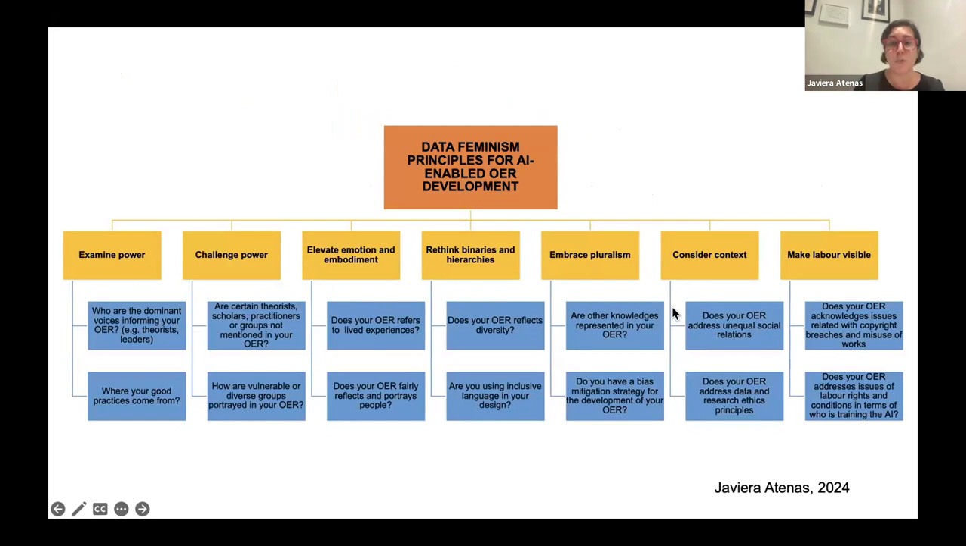So in the sense of how we could start thinking about developing OER, AI-enabled OER through data feminism, we could ask simple questions. For example, who are the dominant voices in our OER, in the OER that we're developing? Who are the theorists? Who are the leaders? Where does the information come from?